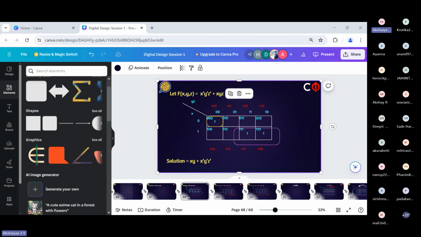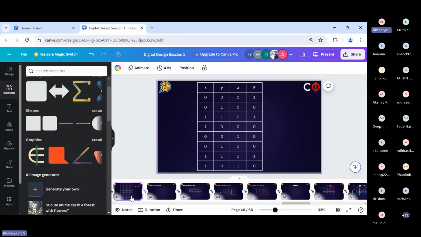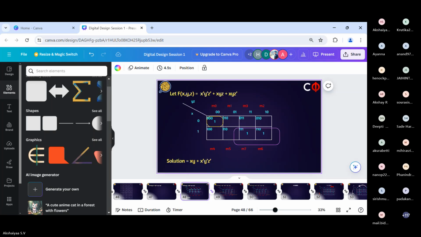For POS form, instead of writing this function as some AND function of X, Y, Z, you will write it in the plus form, like some X plus Y plus Z type. You have to ensure that each term is 0, because it will be a max term type, so it is active low. Each term has to be 0, and finally you will AND everything together. Is this clear?